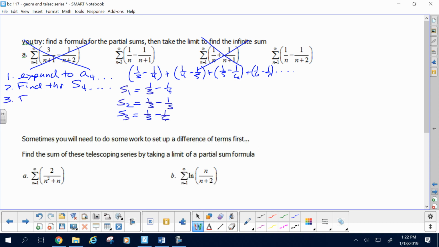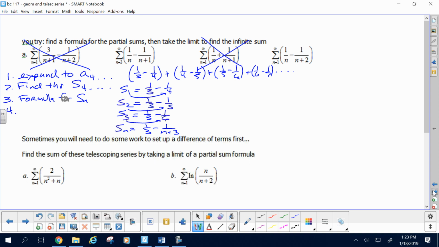Okay, write a formula then for the general partial sum. What is a formula for any partial sum? 1/3 minus 1 over n plus something. Okay, so here's n, so tie it to n. It looks like that denominator is n plus 3, all right? Draw those little arrows to tie the subscript or the sum number to what the denominator is doing, all right?